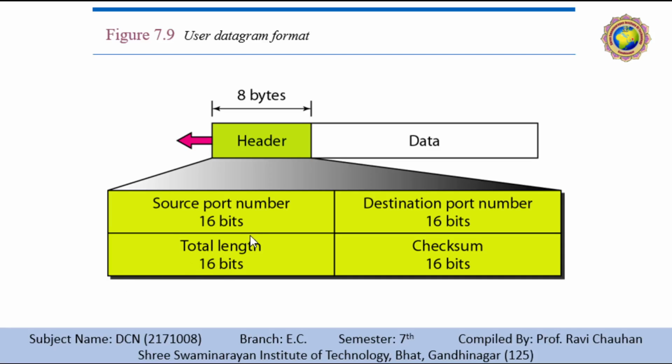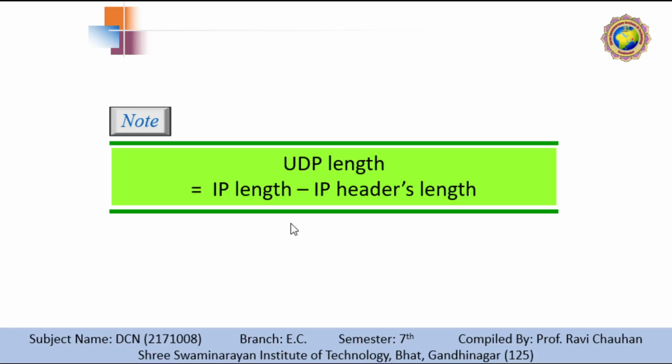The length field in a UDP user datagram is actually not necessary. A user datagram is encapsulated in an IP datagram. There is a field in the IP datagram that defines the total length. There is another field in the IP datagram that defines the length of the header. So if we subtract the value of the second field from the first, we can deduce the length of the UDP datagram as encapsulated in the IP datagram. So the UDP length is the IP length minus the IP header's length.